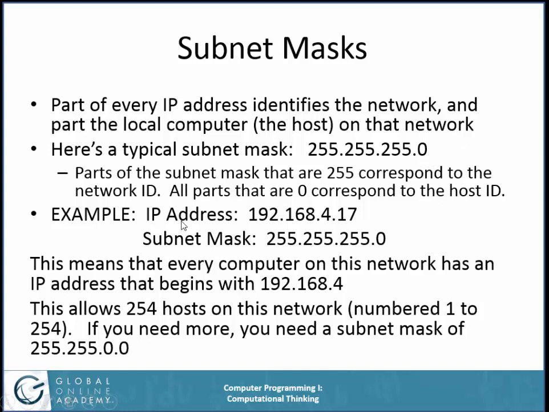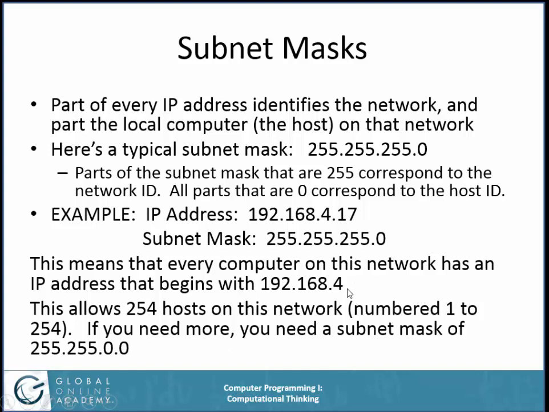So here's an IP address, 192.168.4.17. If the subnet mask for that was 255.255.255.0, that means that every computer on this local area network has an IP address that begins with 192.168.4, and then just this last number indicates what the computer is on that local area network. This allows 254 hosts on the network, numbered 1 to 254. IP doesn't let you number 0 or 255.